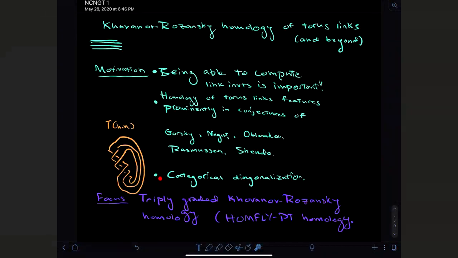The original motivation for considering this particular technique that I'll be talking about was me. So Ben Elias and I had been thinking about the problem of diagonalizing the action of the full twist braid acting on the category of Soergel bimodules. And the proof that this action is diagonalizable in a categorical sense involves knowing something about the braid closure of the full twist, which is the n,n torus link.